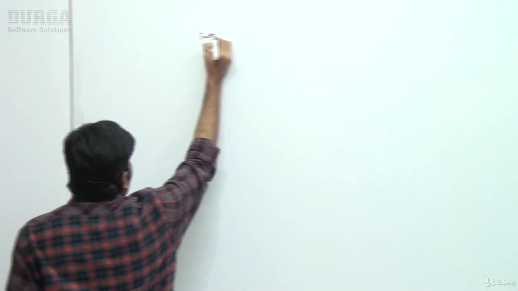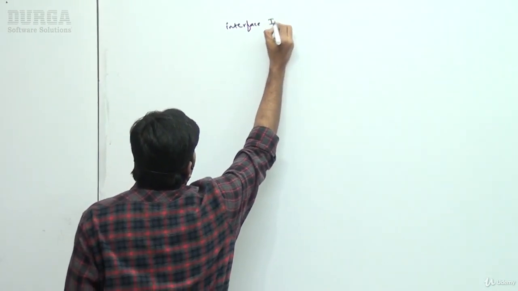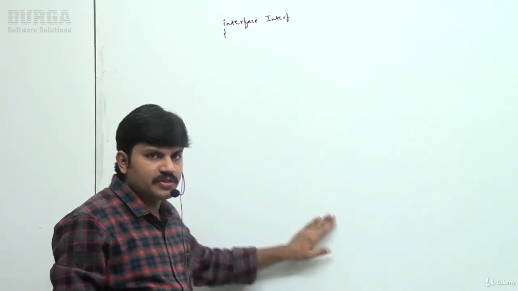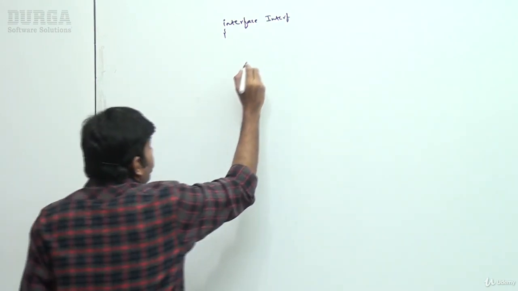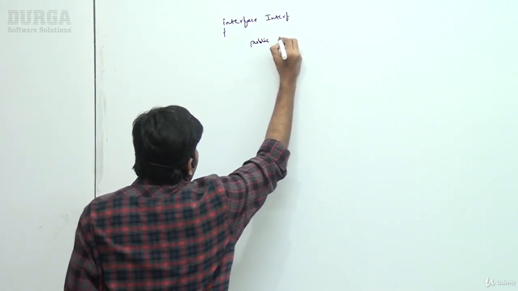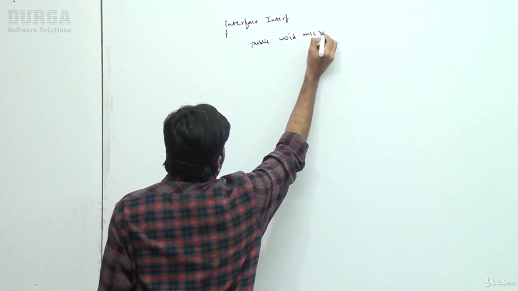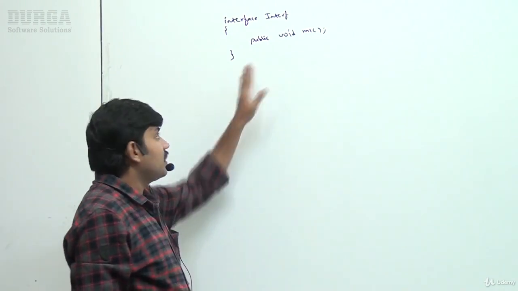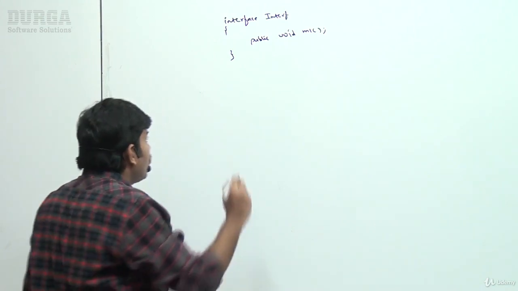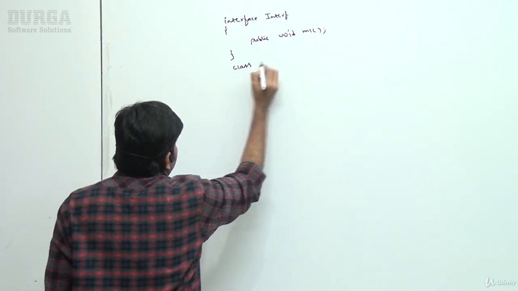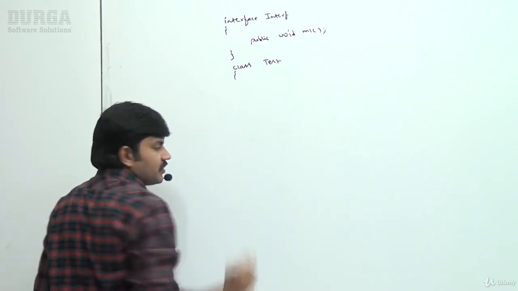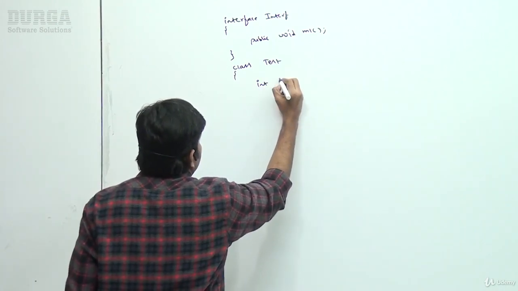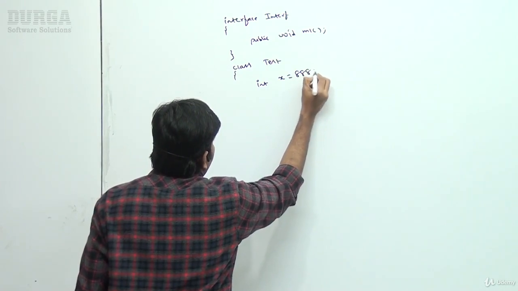I have an interface. This interface contains one method, public void m1. Of course it is a functional interface. Whether we write the annotation or not, it's a functional interface only. Now I'm taking class Test. Here I'm taking one variable, int x is equal to 888.